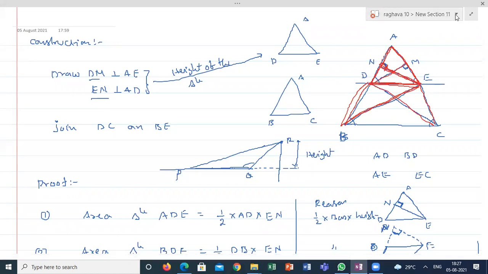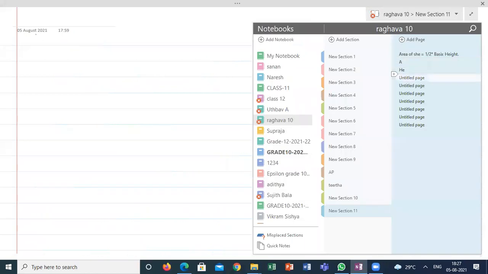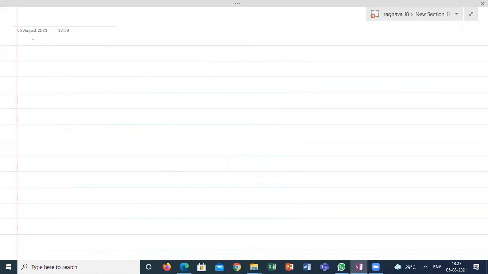Now, application of this theorem, like a corollary of this theorem. That means, what is a corollary? It's not exactly like a theorem. From the above theorem, I can derive one more statement from this.